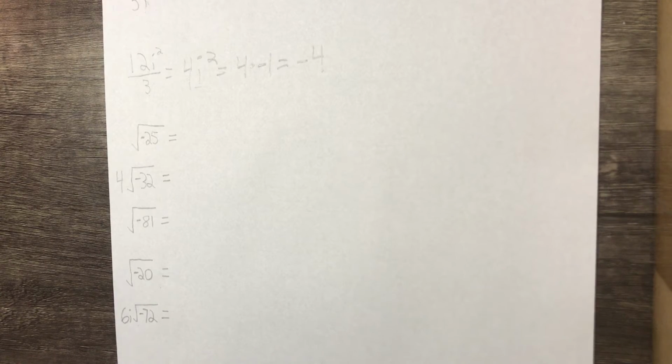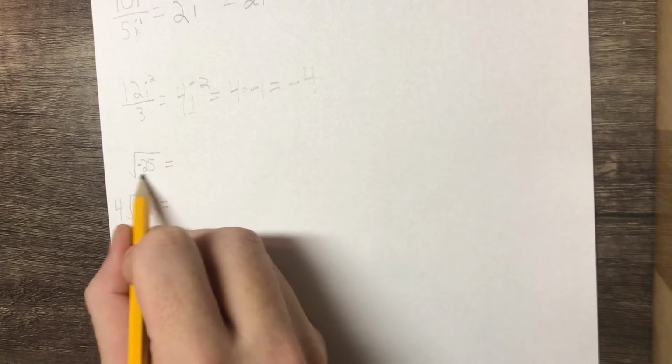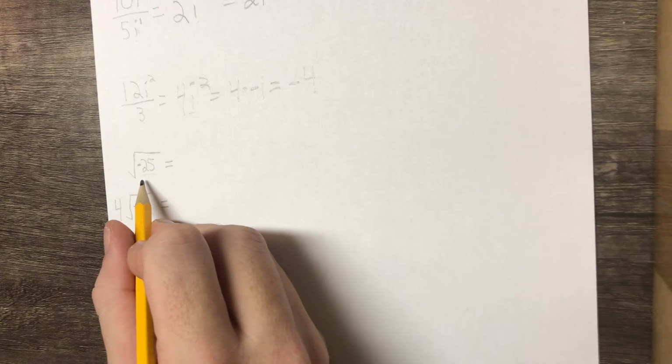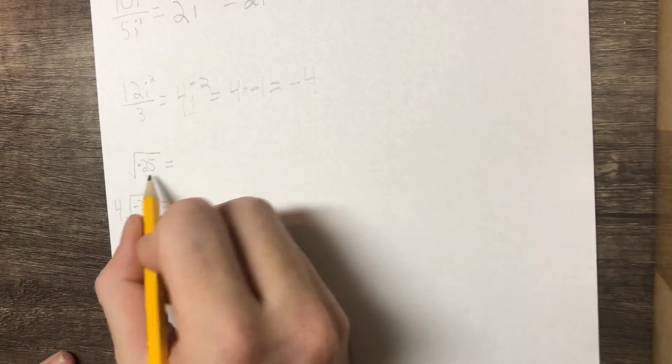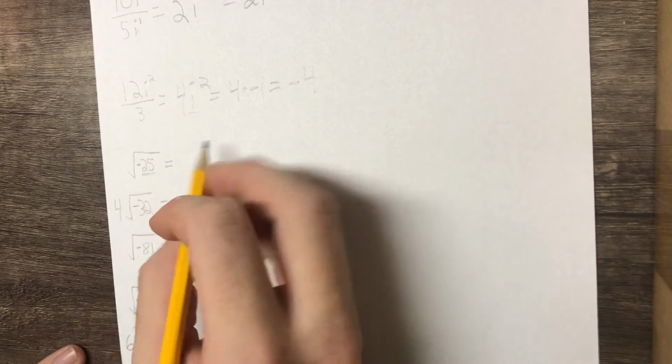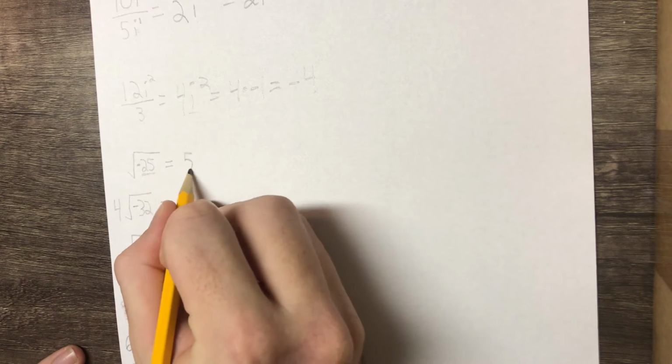Now let's look at some radicals. The radicand here is negative 25. We already actually did this one in the last lesson. And we know that this is a perfect square, 25. So we have 5i.